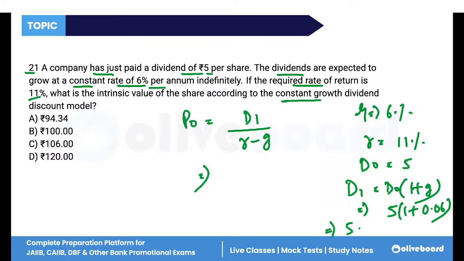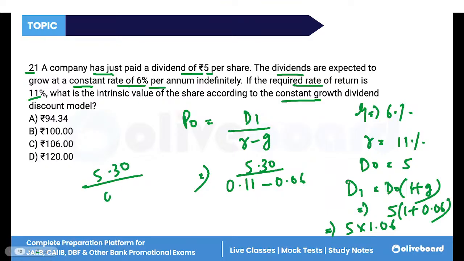Those watching, 5 into 1.06. So 5 into 1.06 is what? That is 5.30. Upon 0.11, R is 11%, minus growth 0.06. So 5.30 upon 0.05. That is rupees 106. So option C is the correct answer. All right, done this question.